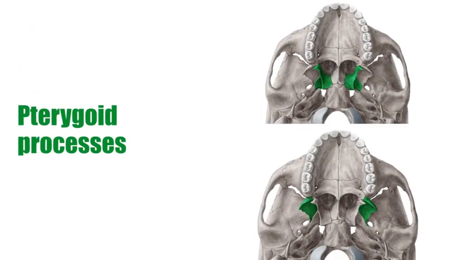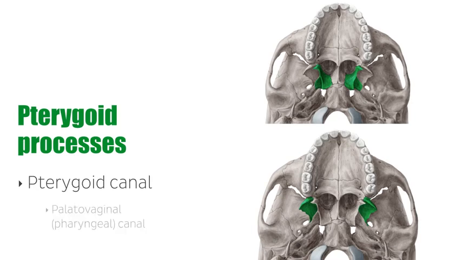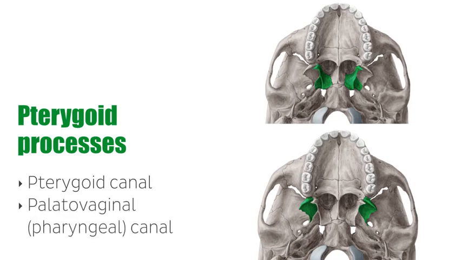The pterygoid processes are extensions of the basal surface of the sphenoid body. The processes contain two canals known as the pterygoid canal, housing the major petrosal nerve, deep petrosal nerve, and vessels of the pterygoid canal, and the palato-vaginal or pharyngeal canal, which holds the pharyngeal nerve. A hamulus extends bilaterally from each medial pterygoid plate.